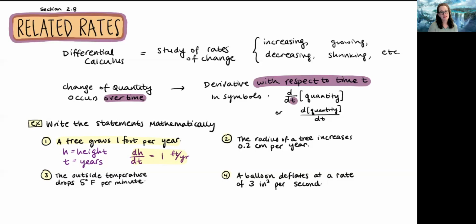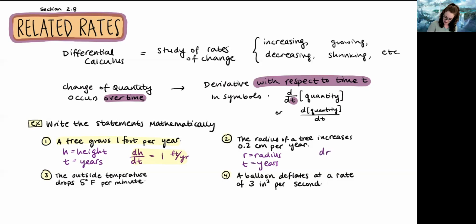In example 2, we have the radius of a tree increases 0.2 centimeters per year. So now that's not the height, that's the radius of the tree, right? So from the center of the tree out to its outermost layer of bark. So we will have a variable now, radius, so we will call that little r. It's still per year, so we'll call little t in years. The rate of change of the radius will be dr dt now.